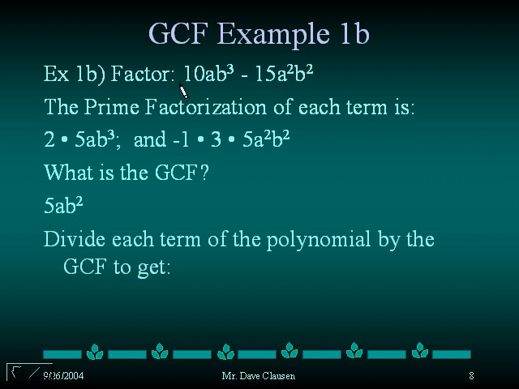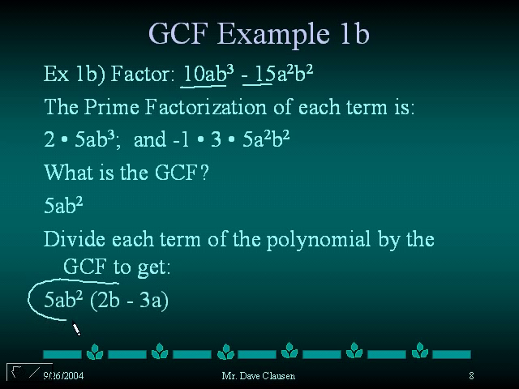So we're going to take our original polynomial and divide it by 5ab squared to find out what our other factor is. So 10ab to the third divided by 5ab squared: 10 divided by 5 is 2. A divided by a is 1. B to the third divided by b squared is b. Negative 15 divided by 5 is negative 3. A squared divided by a is a. B squared divided by b squared is 1.